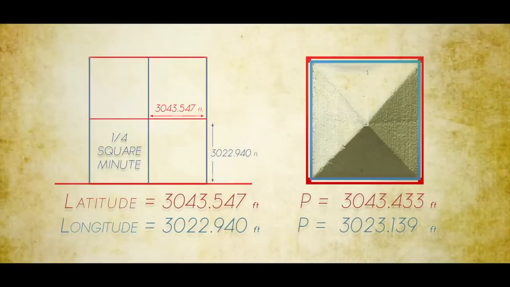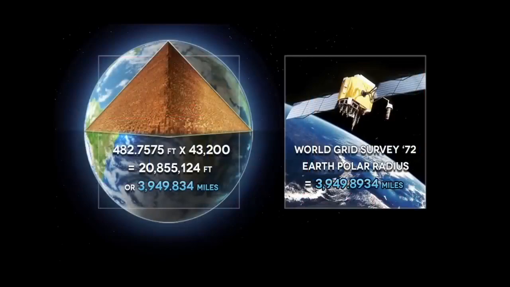In fact, here's an accurate calculation. We take the 482.755 feet, which is the height, and what we discover is that if we multiply that by the number 43,200, which is one of our sacred numbers that we've seen right there, 43,200, it shows up in the Vedas and the Sumerian king lists, etc., etc.